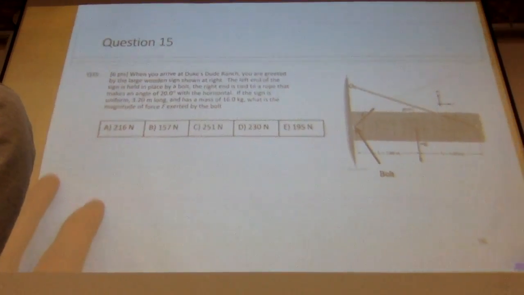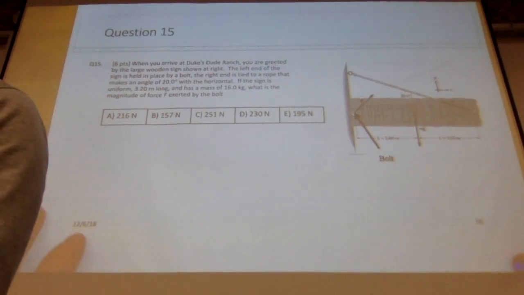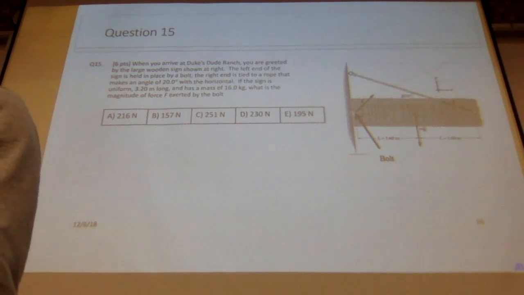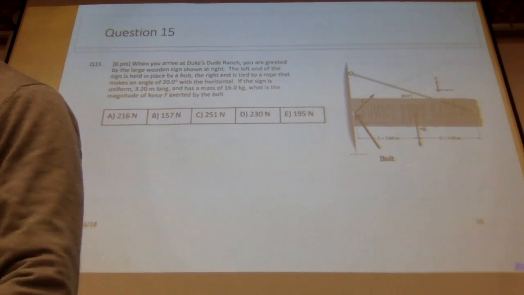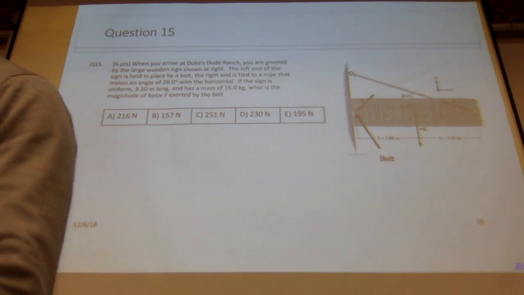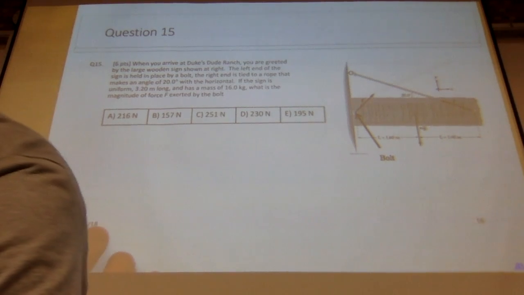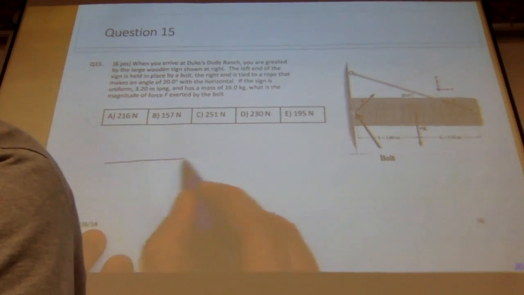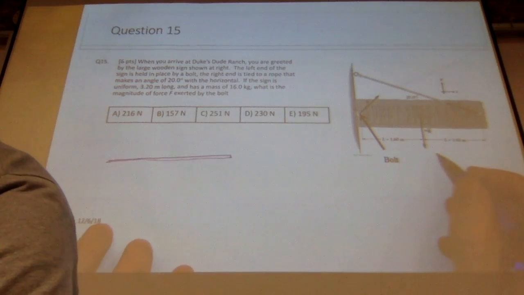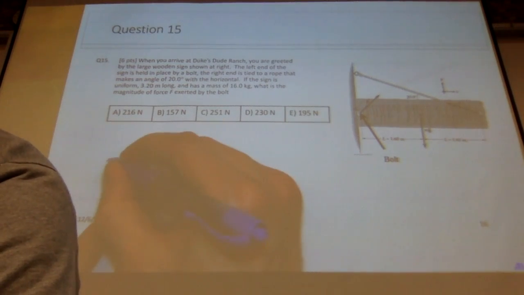Okay, so this is another static equilibrium problem. The previous one wasn't static, but it's a very similar analysis to this problem. I would say the torque piece is a little easier than in the previous problem. If I think about the sign as just a rod, it's a little bit easier to analyze.